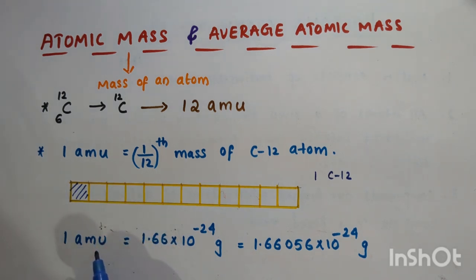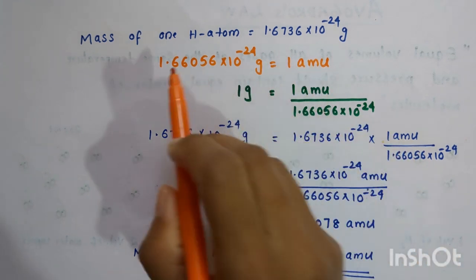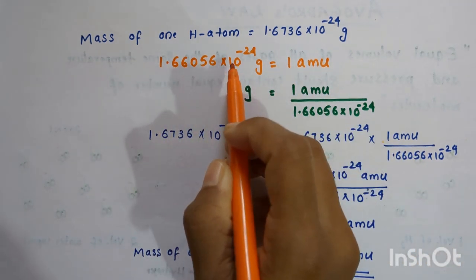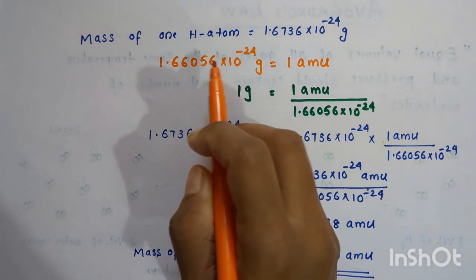When you calculate the mass of one part of this carbon 12 atom, that is 1 AMU, it is equal to 1.66056 into 10 raised to minus 24 gram. So 1 AMU equals 1.66056 into 10 raised to minus 24 gram. That is, this much grams together is considered as 1 atomic mass unit. Now let us see what the mass of one hydrogen atom will be in AMU.